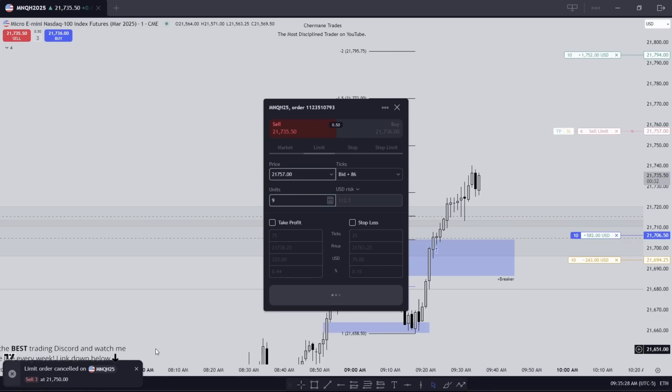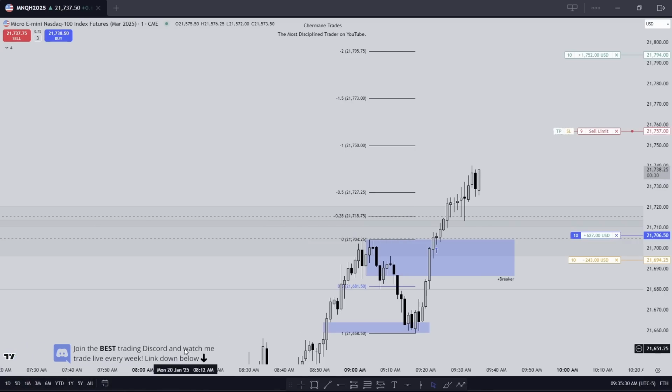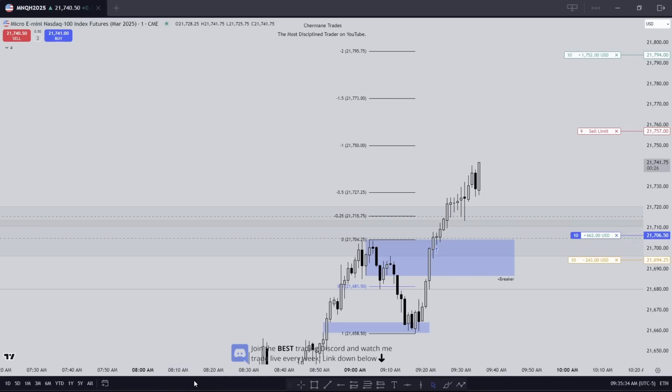I'm not perfect. Sometimes I play around with my partials. I try to look for the best exit that I can get. But like I said, with all the Trump stuff going on, I'm expecting the volatility to be a little higher.